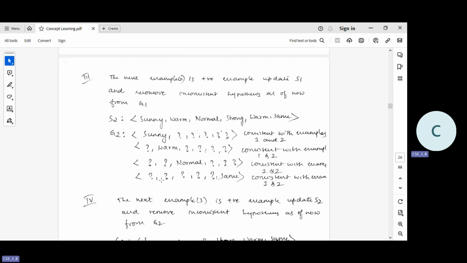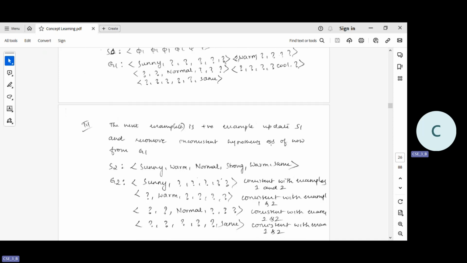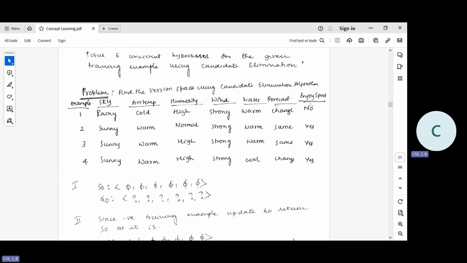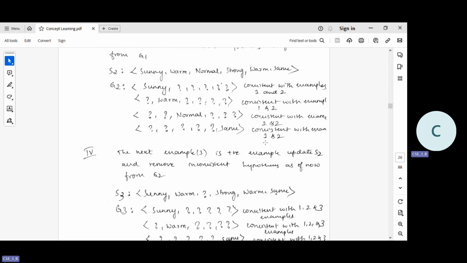Similarly, when we observe this particular hypothesis, all question marks and the last attribute as same, there is a mismatch. You can see that the attribute value changes, and here it is same. So the outcome is no. Then we can say it is consistent with the first training example. In the second case, the question mark can be matched with all of this, same and same, that is matched, and the outcome is positive. So now it is consistent with examples 1 and 2.